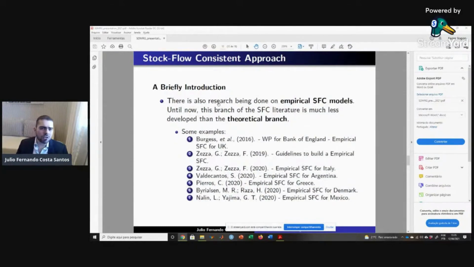There is also research being done on empirical SFC models. This is a very important point to mention, because in the mainstream nowadays we have the big discussion being done in terms of dynamic stochastic general equilibrium, DSGE, models. And I think the most prominent alternative on the heterodox frontier comes from the SFC models. So we have some efforts by different authors trying to model England, giving us guidelines to build models for Italy, Argentina, Greece, Denmark, and Mexico. The problem with these papers is that most of them are still working paper versions, not peer reviewed. So this is still a frontier to be advanced.